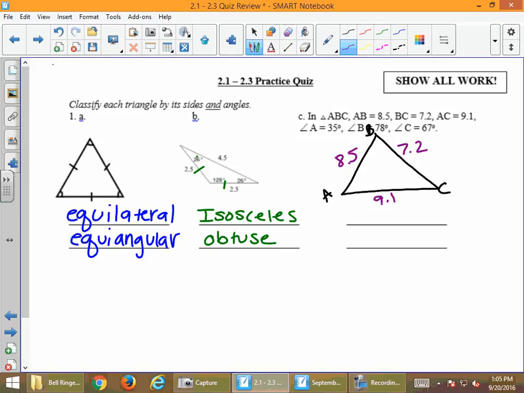What do you notice about the sides? They're all different, so we would call it what? Scalene. When they're all different, we would say it is scalene. So the angles. Angle A is 35. Angle B is 78. Angle C is 67. What do you notice about all 3 angles? Yeah, they're all acute. So we say the triangle is also acute. All 3 angles are less than 90. So it's an acute triangle. Questions over that one?